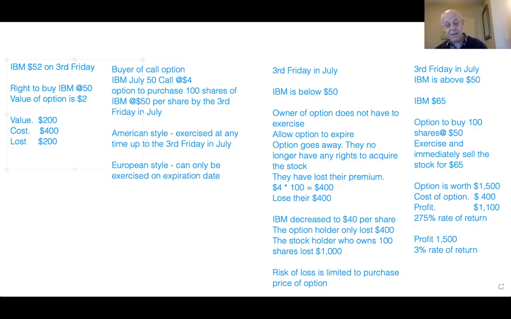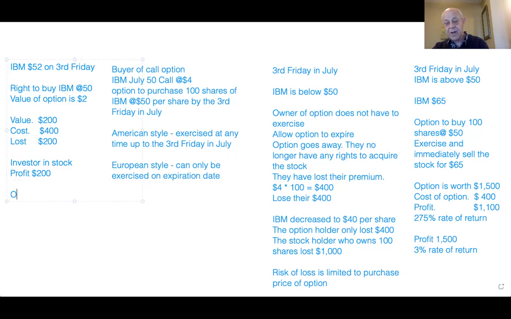The person who bought the stock has a profit of $200. All right, so this is an example where the price of the stock has actually gone up since you purchased the option, or the ending price of IBM is greater than your exercise price, yet you still lost money on your option transaction. Whereas the investor in stock has made money. They've got a profit of $200. All right, so you don't always do better with options.